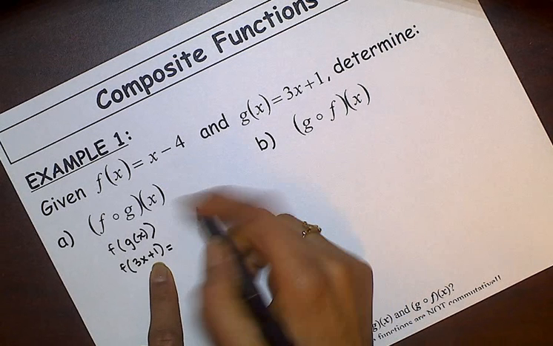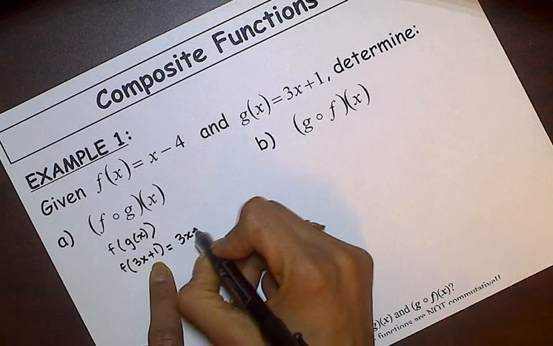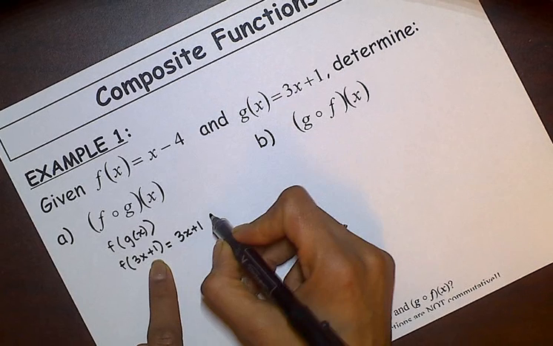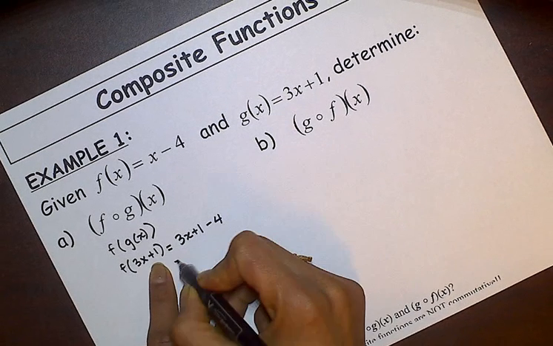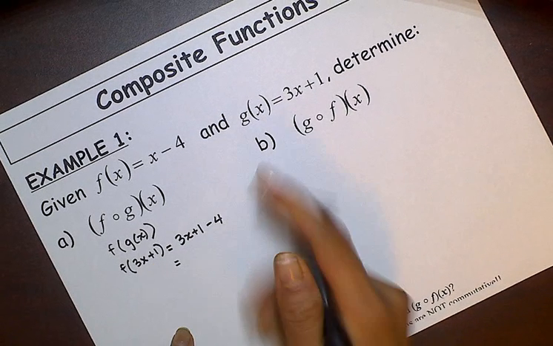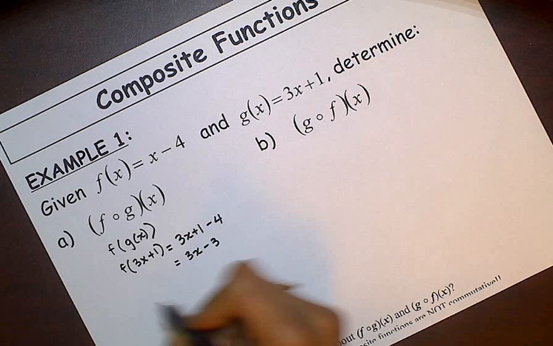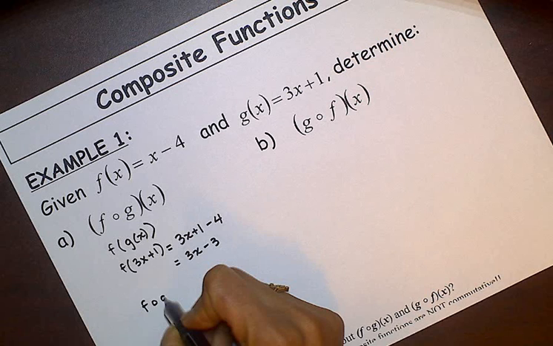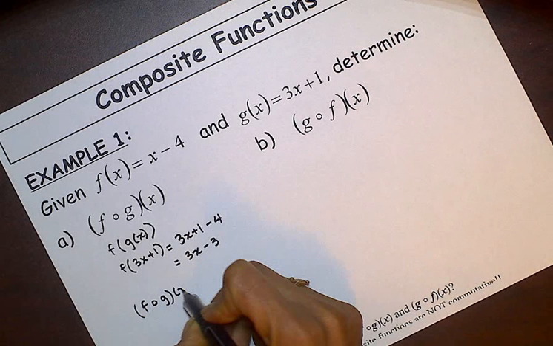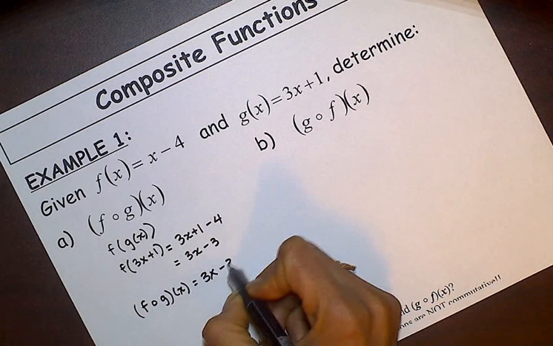And I'm just going to go ahead and copy the minus 4 down, and I'm going to simplify this expression. That becomes 3x minus 3. So in other words, f of g of x is equal to 3x minus 3. Similarly, we're going to do the same thing for part B.